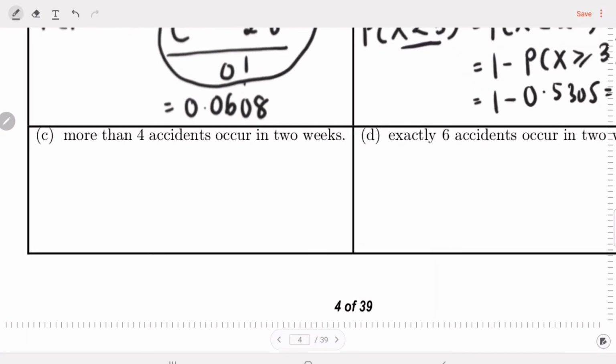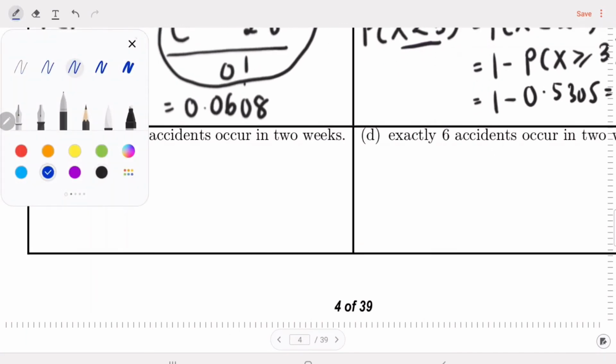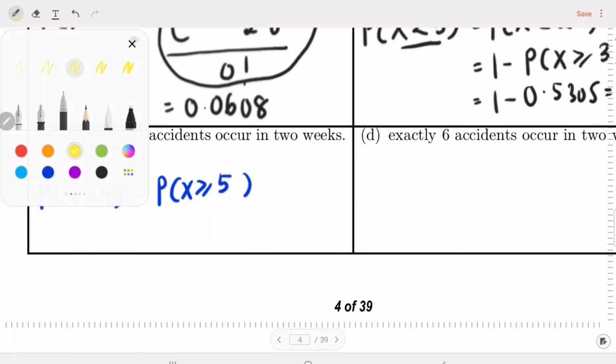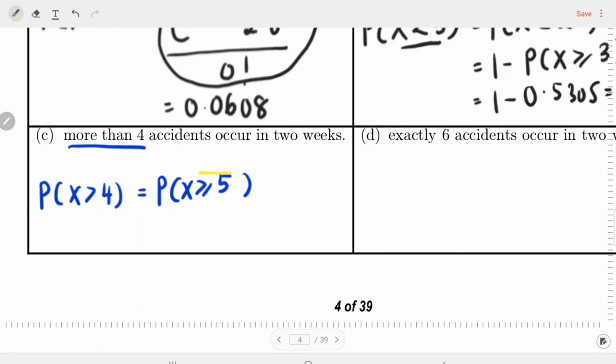C. More than 4 accidents occur in 2 weeks. More than 4 means probability x greater than 4. In order to use the Poisson table, we need to change it into greater than equal. So greater than 4 means 5 and above. Since we already changed it into greater than equal, we can just look at the Poisson table to find the value.